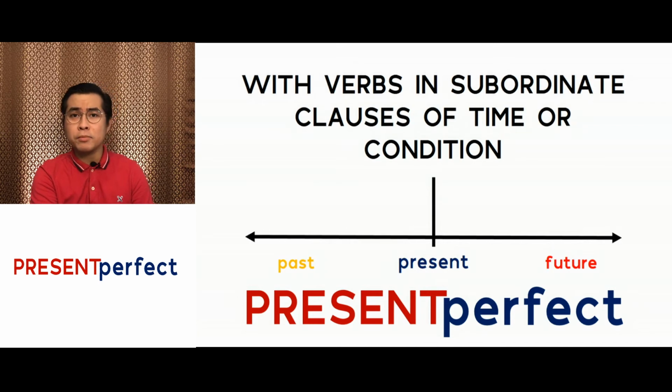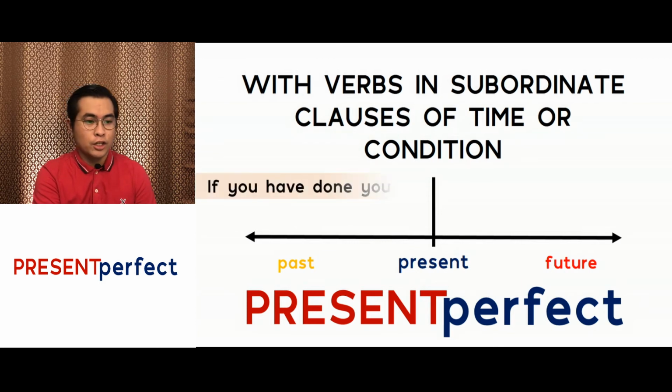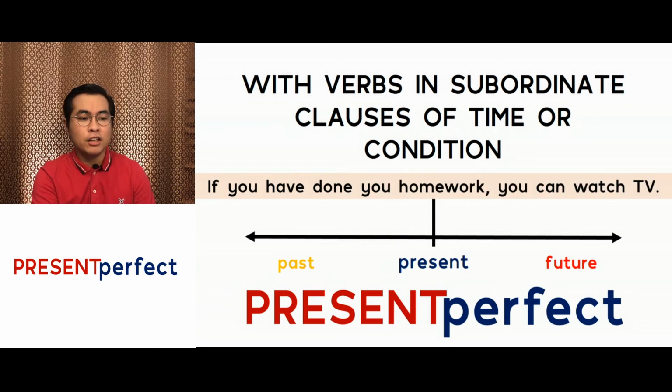And the last core meaning for your present perfect is with verbs in subordinate clauses of time or condition. So we have, "If you have done your homework, you can watch TV." I'm sorry for the typographical error. So let's go back. So with verbs in subordinate clauses of time, this is the subordinate clause: "If you have done your homework," you can watch TV.